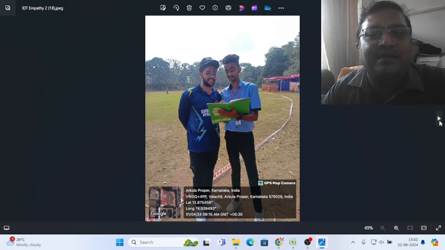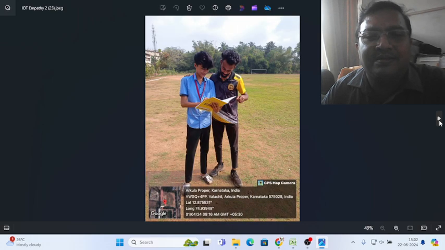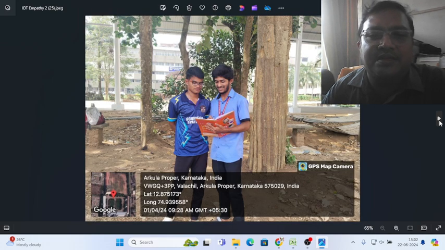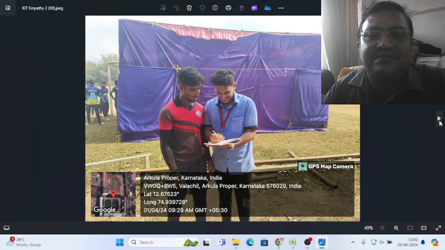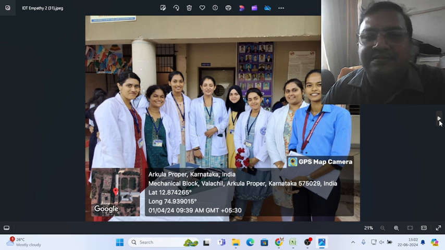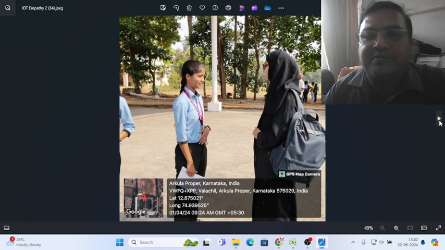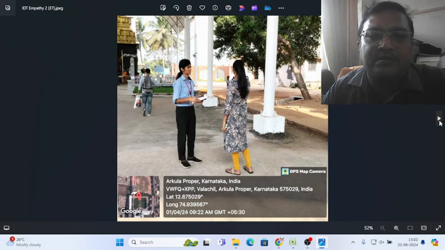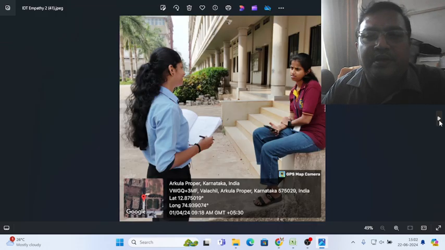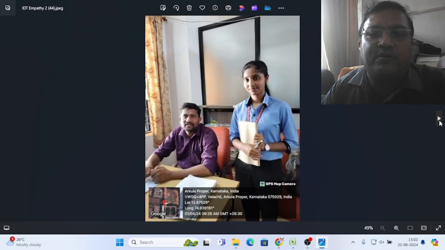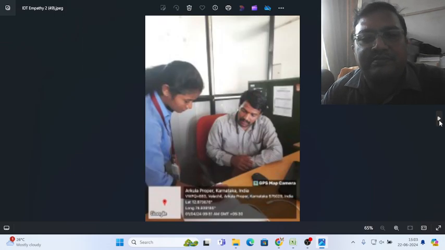The cafeteria, canteen, ground, the seniors with office staff, with some nursing faculty, nursing staff. So they met different categories of people inside the campus only, not outside. So I am just showing all the photos. Please be with me.